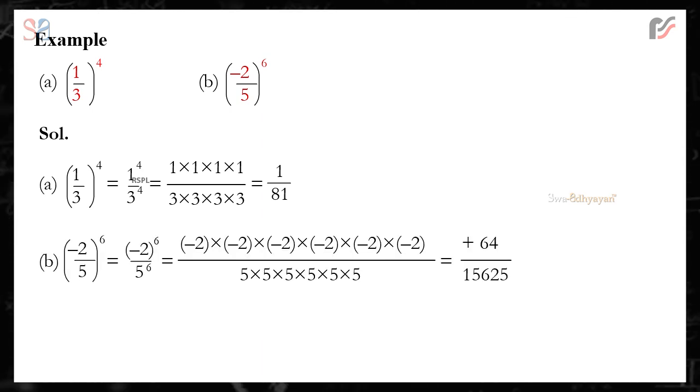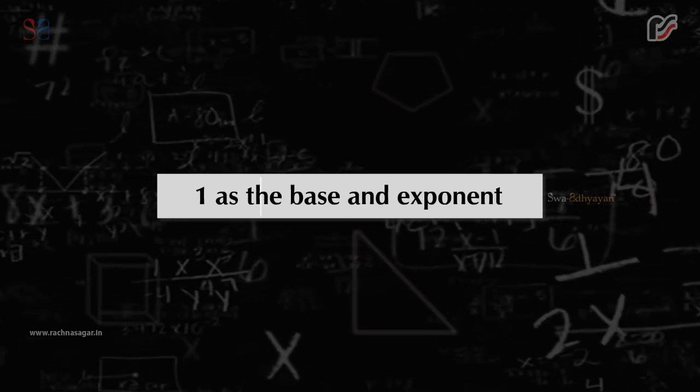B. Minus 2 by 5 whole raised to the power 6, which is equal to minus 2 raised to the power 6 by 5 raised to the power 6, which is equal to minus 2 into minus 2 into minus 2 into minus 2 into minus 2 into minus 2 by 5 into 5 into 5, 5 into 5 into 5, which is equal to plus 64 by 15,625.